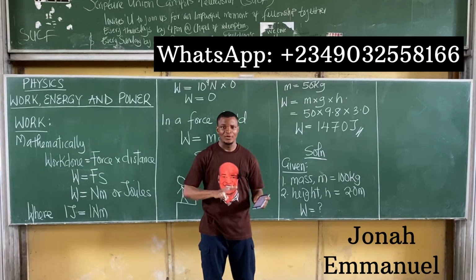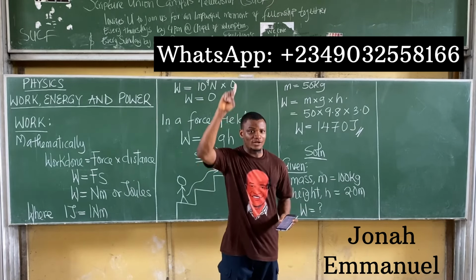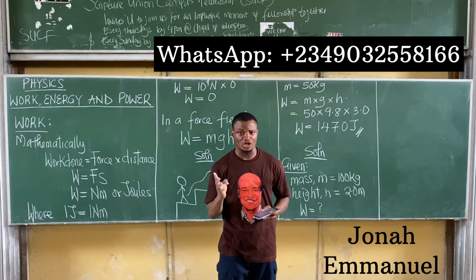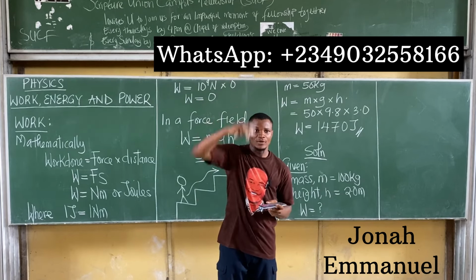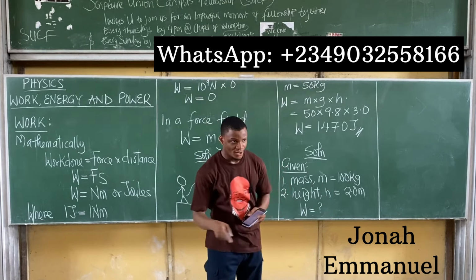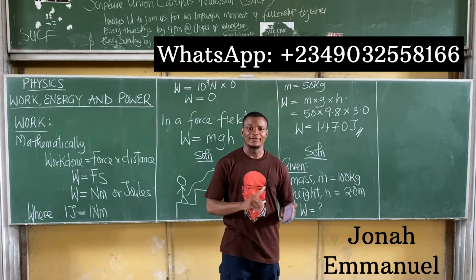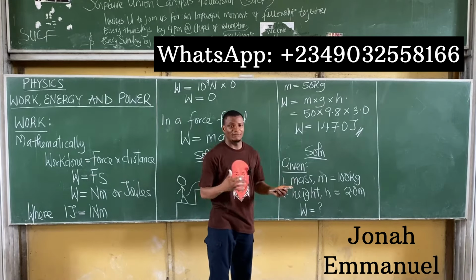So see the difference there. When it's work done against gravity, it's going upwards. If the body, or the loaded sack, or the mass is going upwards, we said it's against gravity, work done against gravity. Meanwhile, if the body is coming downwards, we said the work done is by gravity on the body. So take note of these two statements. But in whichever case, the same formula applies.